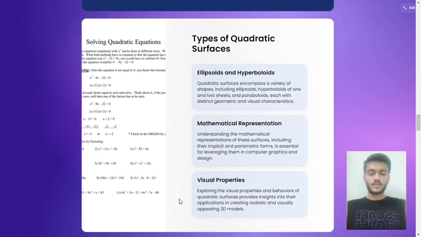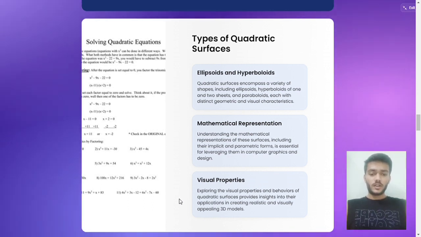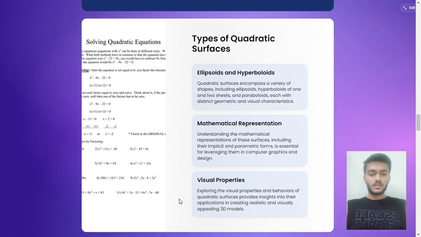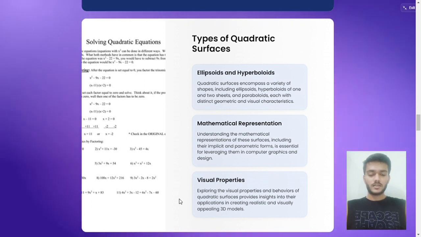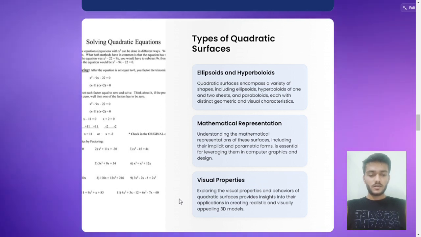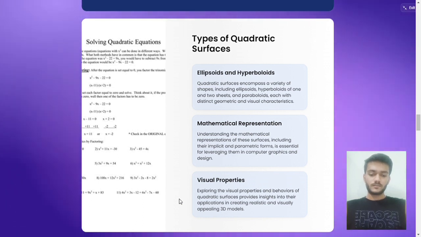So there are types of quadratic surfaces, ellipsoids and hyperboloids. Quadratic surfaces encompass a variety of shapes including ellipsoids, hyperboloids of two sheets, and paraboloids, each with distinct geometric and visual characteristics. Mathematical representation. Understanding the mathematical representation of these surfaces, including their implicit and parametric forms, is essential for leveraging them in computer graphics and design. Visual properties.